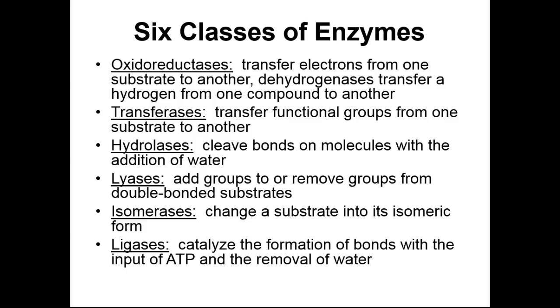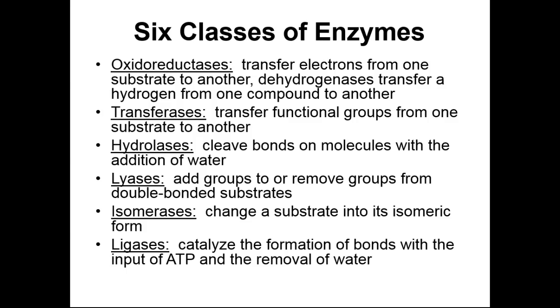We can have an oxoreductase. An oxoreductase is going to have something to do with oxidation and reduction, and ase is at the end, so it's an enzyme. Oxoreductases are going to move electrons from one substrate to another substrate. A good example of an oxoreductase is going to be a dehydrogenase. It's going to remove a hydrogen ion from one compound to another compound, either oxidizing or reducing that molecule. A transferase transfers an entire functional group from one substrate to another substrate. So if we move an entire amino group, if we move an entire carboxylic acid group from one substrate to another substrate, that's a transferase.